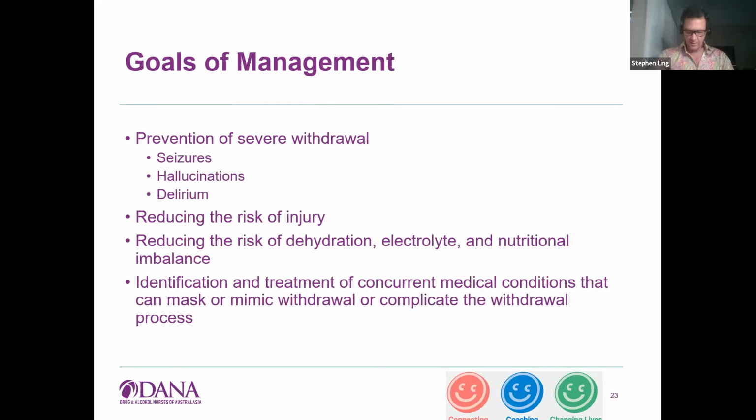So the goals of management really are the prevention of severe withdrawal, so seizures, hallucinations, and delirium, reducing the risk of injury to the patient, reducing the risk of dehydration, electrolyte imbalances, and nutritional imbalances, identifying and treating concurrent medical conditions that can sometimes mask or mimic alcohol withdrawal, or as I said, any stress to the body will complicate the alcohol withdrawal process.